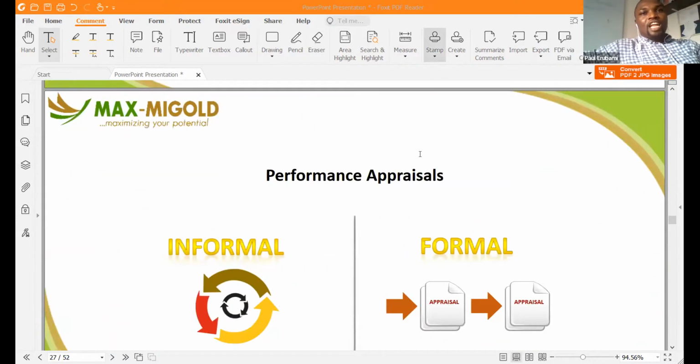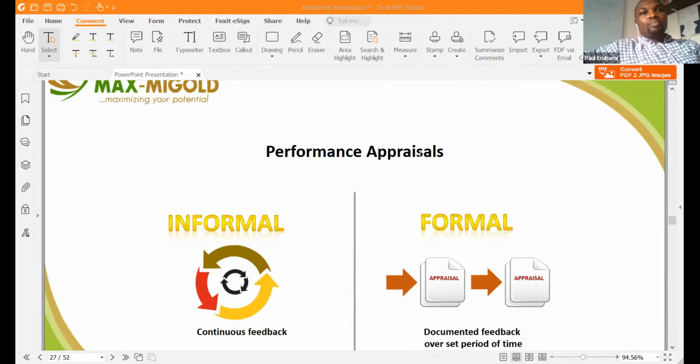Performance appraisal, like I said, is a way for us to assess what we are doing in an organization and to compare it to what we are expected to do. Basically, there are two approaches to performance appraisal. We have the informal approach and the formal approach. The informal approach is more on an ongoing basis.